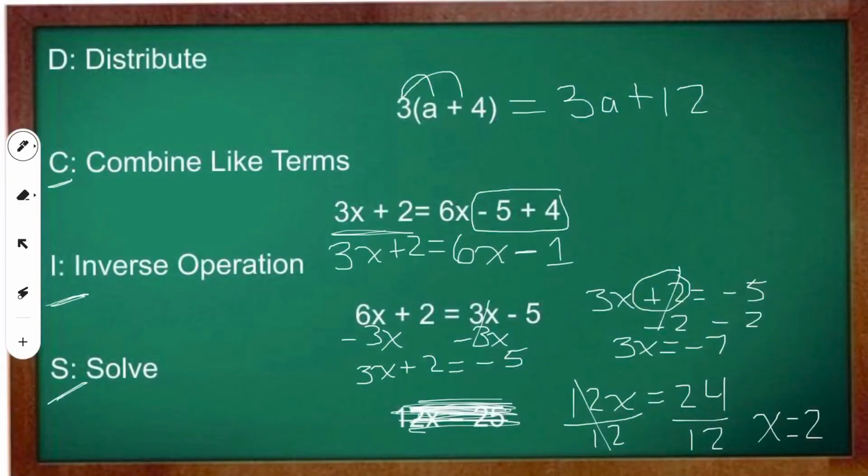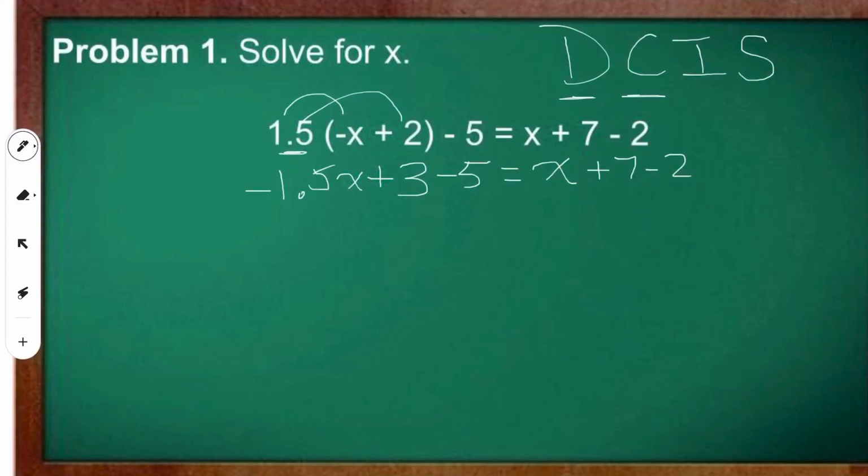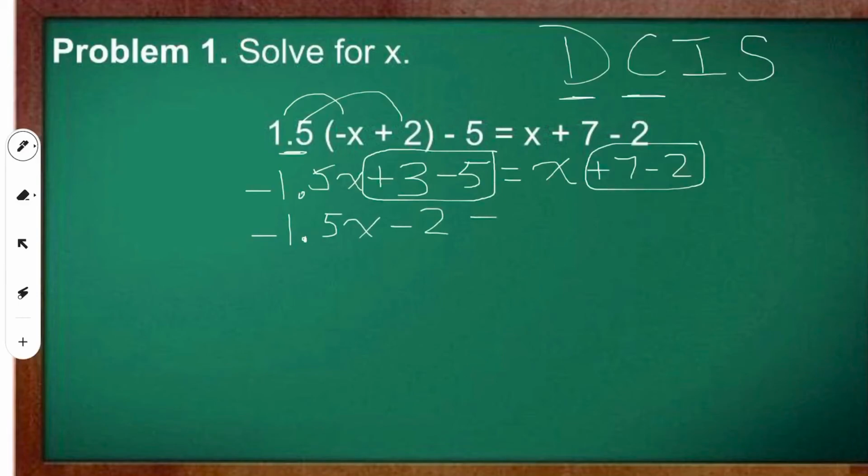C, which is combining like terms. So I look at the left side of the equation and I see positive 3 and negative 5 are like terms because they're both constants, and I see positive 7 and negative 2 are both like terms because they're both constants as well. I bring down my negative 1.5x. 3 minus 5 gives us negative 2. And I bring down my positive x. And positive 7 minus 2 gives us positive 5. I look at both sides of the equation and I see I have no more like terms. So I move on to I, which is inverse operation.